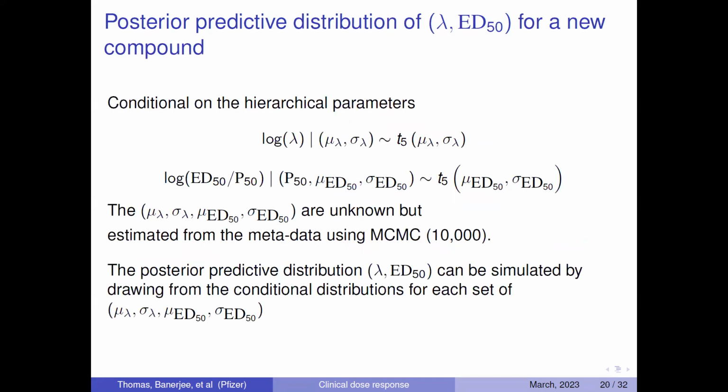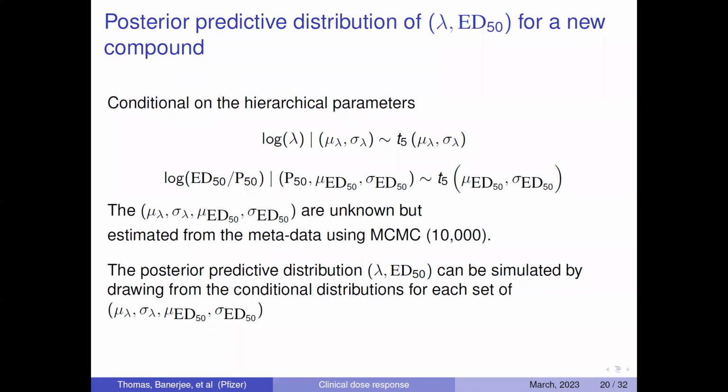I'll just skip forward now and talk about how we're going to use this. So now we've got this full hierarchical model, a hierarchical model for the ED50 and the hill parameter, the slope parameter. And then we're going to have fairly diffuse priors for all the other parameters in the metadata hierarchical model, as well as for a future compound.